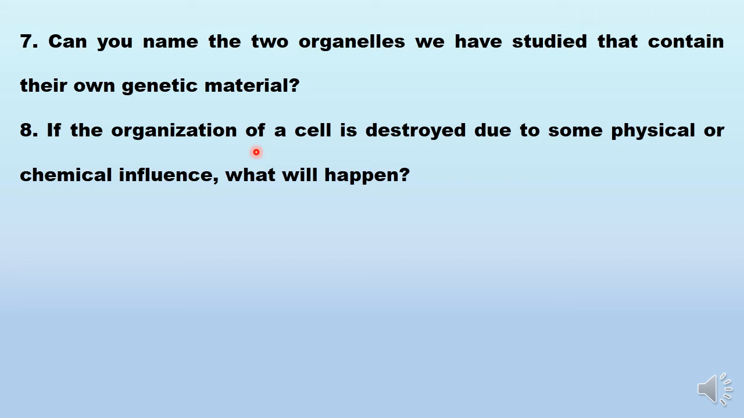If the organization of a cell is destroyed due to some physical or chemical influence, what will happen? If the organization of the cell is destroyed due to some factor, then the cell will not be able to perform all its living functions and it will die.